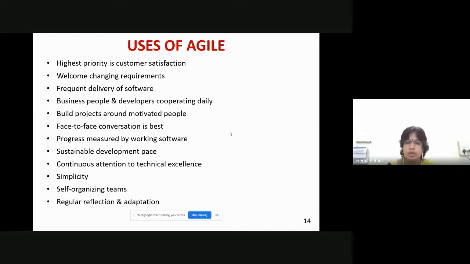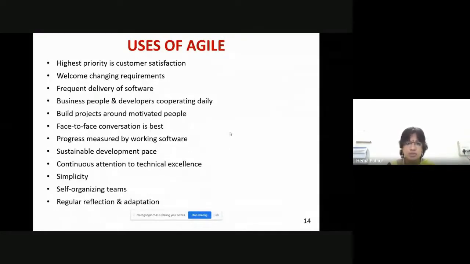We need to keep an eye on the R&D. We need to continuously iterate the ideas in the R&D, to see if there is any further modification, adaptation, or change that we can make. That should be building products around motivated people. Face-to-face conversation, because that leads to one of the best practices. Because the fellow is sitting somewhere and you are sitting somewhere, you need to have a face-to-face conversation between both parties, which will lead to the best output for that particular industry.